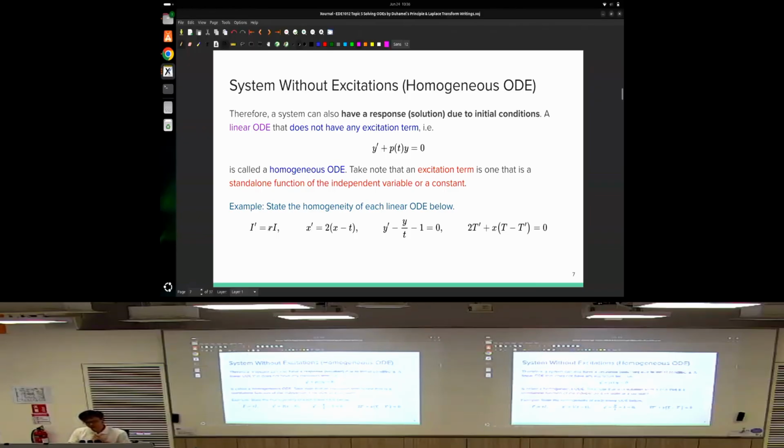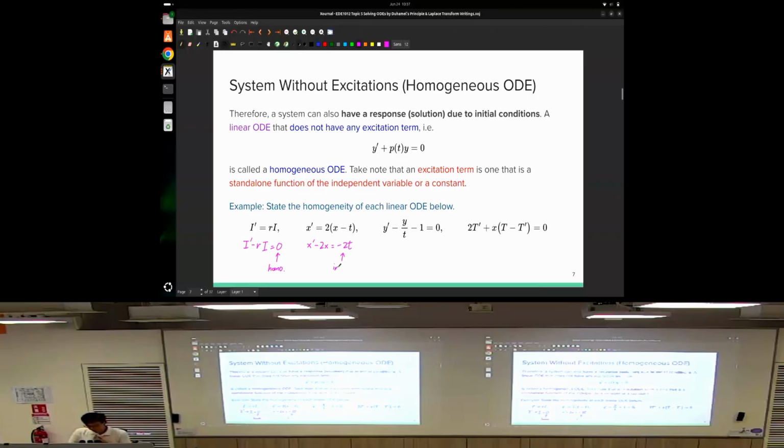You see, I prime equals Ri. If you write it in proper form, you're going to get I prime minus Ri equals 0. So homogeneous. Then the second one, x prime minus 2x equals minus 2t. So you can see the right-hand side is a standalone function of t.